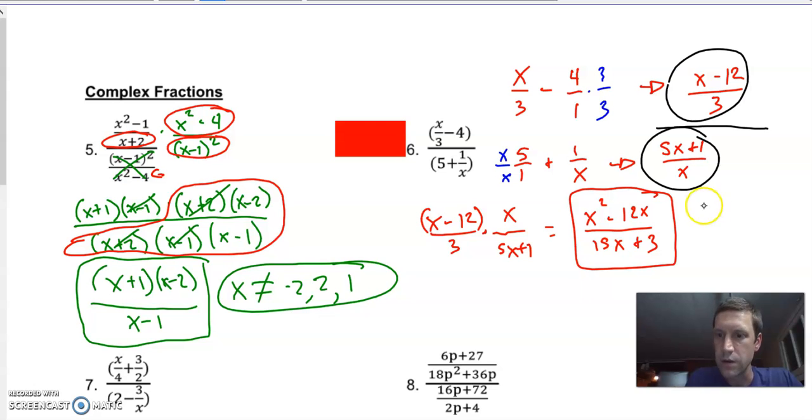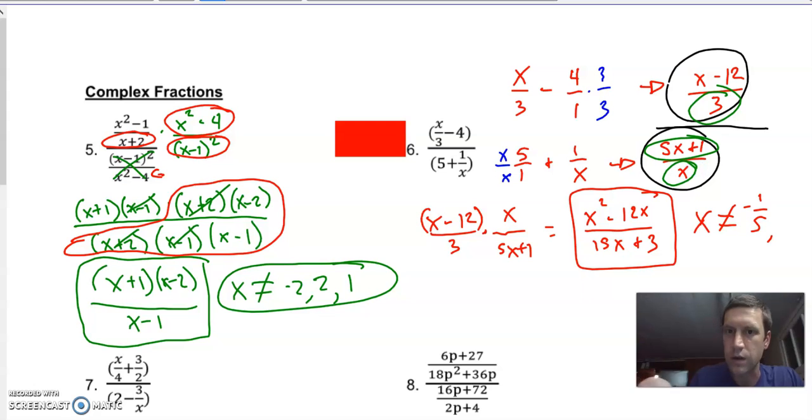All right, so there is my final answer. Restrictions: x cannot equal, let's see, we get restrictions from here, but there's no x. From here, which is going to be negative 1 over 5. And also from here, so that'll be 0. So 2 restricted values.